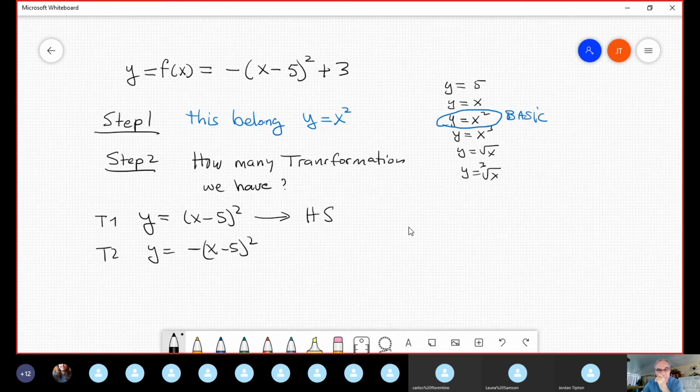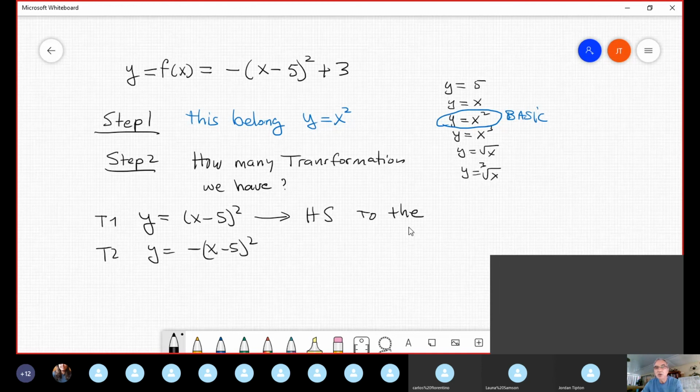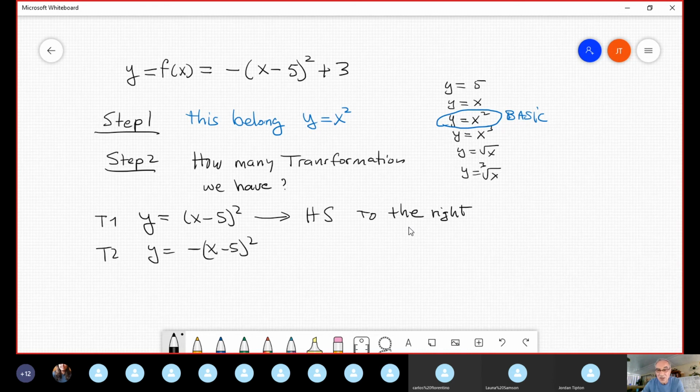In what direction? To the right or to the left? To the right or to the left? To the right. Very well. How do you know, Sergio? Because it's minus. When it's minus, to the right, we studied that.